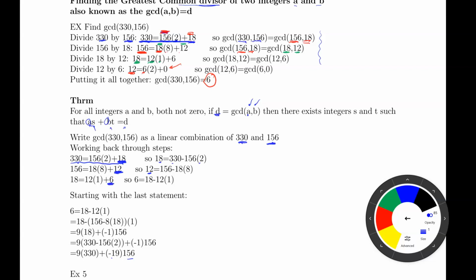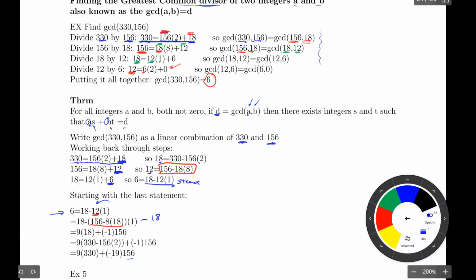It's going to be 18 minus 12. So this is where you start, the starting point: 6 is equal to 18 minus 12. Keep the 18, because you're always replacing the smaller number. So what does the 12 equal? The 12 equals this, so I'm substituting this in for 12. I did a lot of steps at once, so let me write it out here.